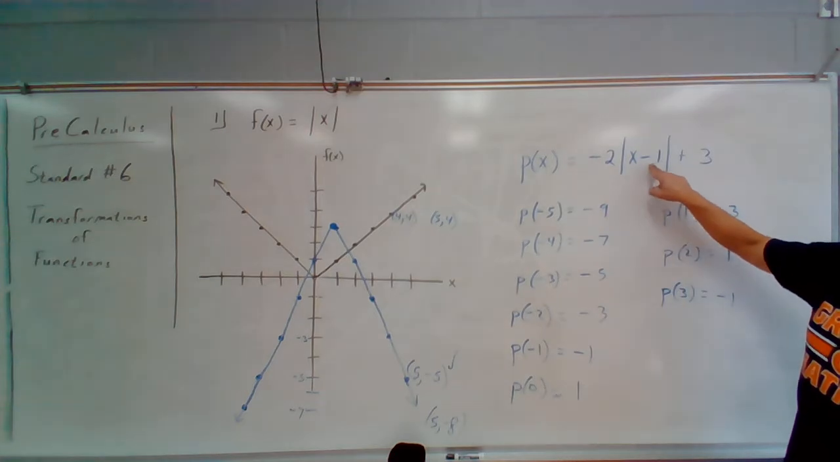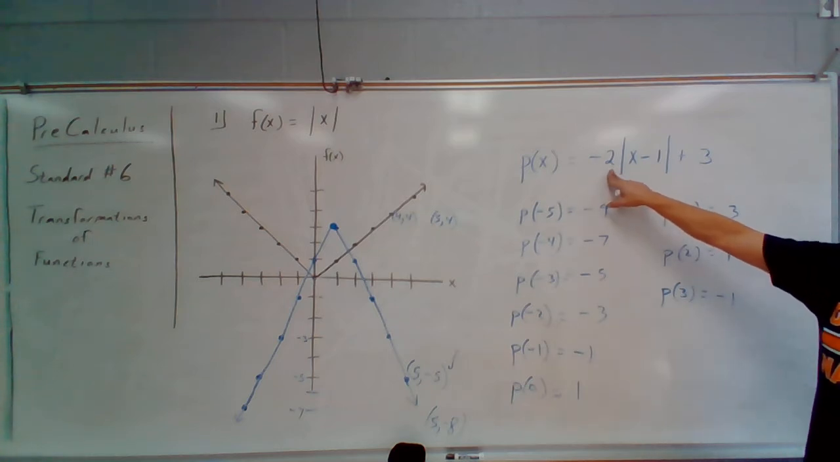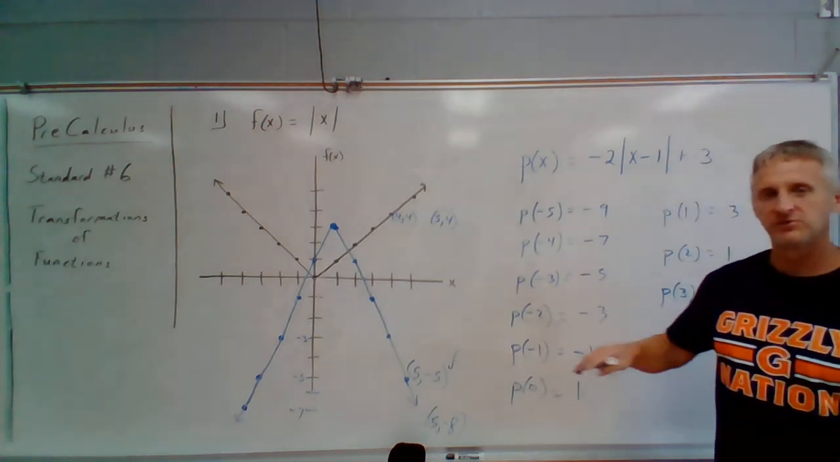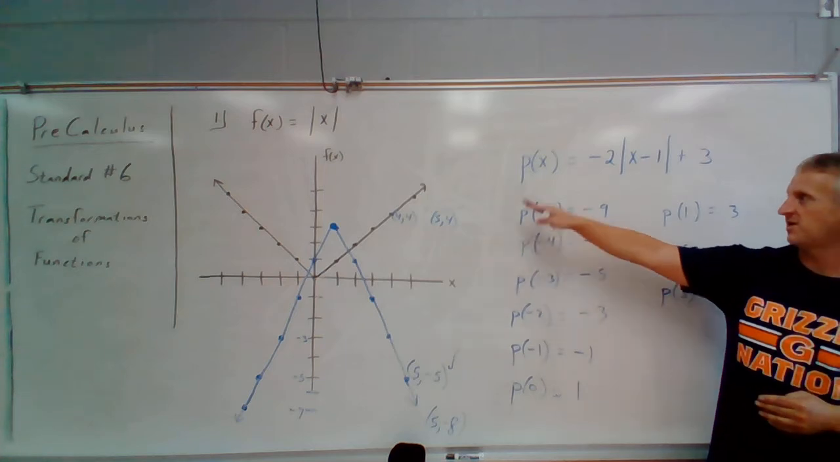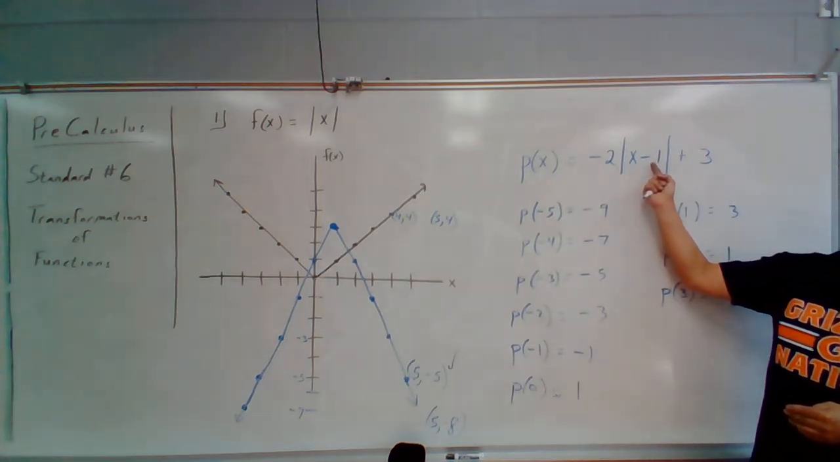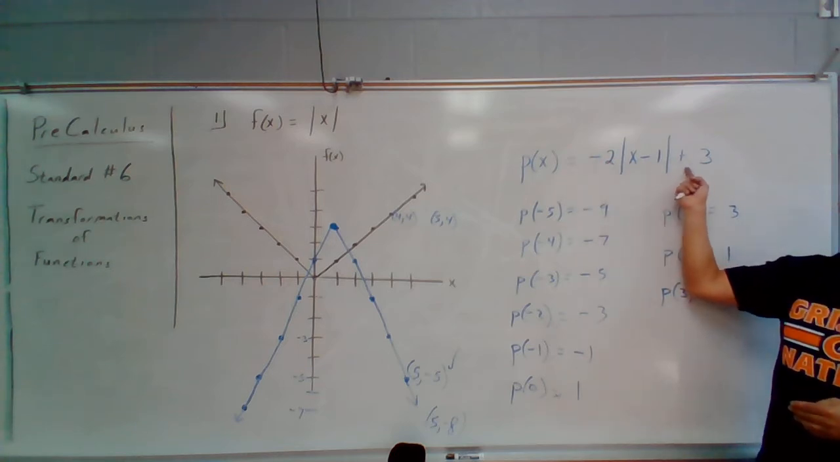So to review that, this minus 1 will take any point on the black graph and shift it right 1. The minus 2 will multiply the y value of that point by negative 2. And then the plus 3 will add 3 to the y value. So you can kind of trace each point on the black graph through all these transformations. It shifts it left or right. In this case, it goes right, multiplies the y value by negative 2, and then adds 3 to the y value.